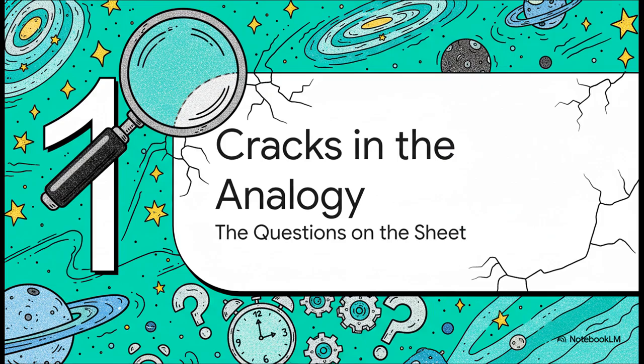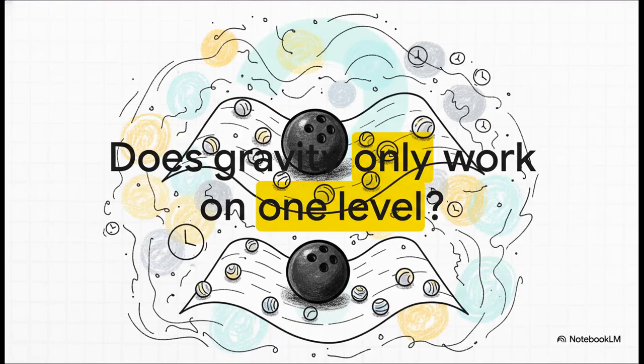All right, so let's play detective for a minute and really look at this model. There are some questions you can ask that start to show the cracks in that old rubber sheet idea. I mean, really think about it. The analogy only works on a flat, two-dimensional surface. The second you lift that bowling ball an inch off the sheet, its gravity's gone. Poof! But we live in a 3D universe, so right off the bat, we've got a problem.